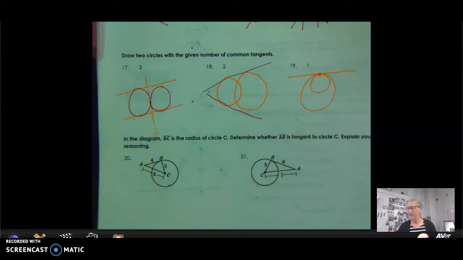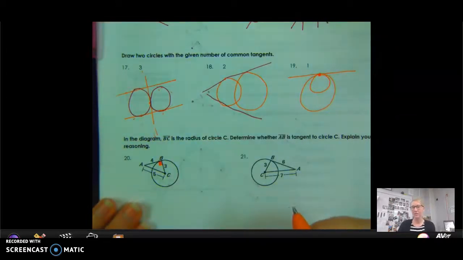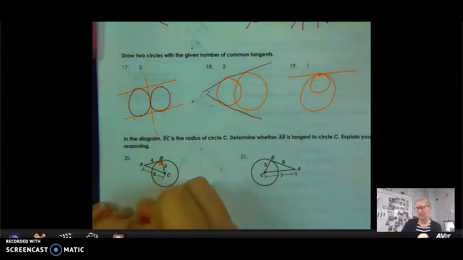In the diagram, BC is the radius of circle C. Determine whether AB is a tangent to the circle. Explain your reasoning. So if it's a tangent to the circle, this would have to be a 90-degree angle. In order for that to be a 90-degree angle, the Pythagorean theorem would have to work. So your a squared plus your b squared would have to equal your c squared.